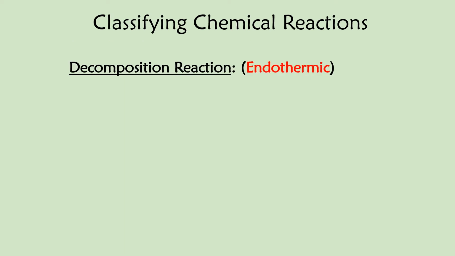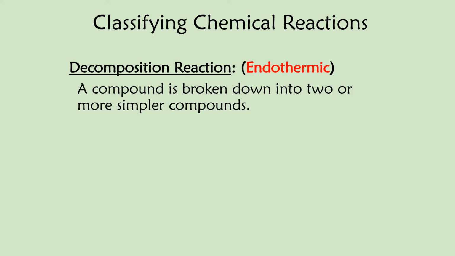Next up, we have the decomposition reaction, which is an endothermic process. What happens in a decomposition reaction is that we start with a compound, and then that compound absorbs some energy, some heat, and then it is broken down into two or more smaller products. They could be compounds or they could be just elements.